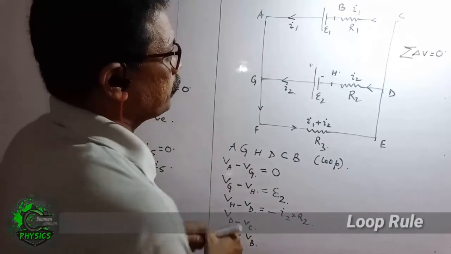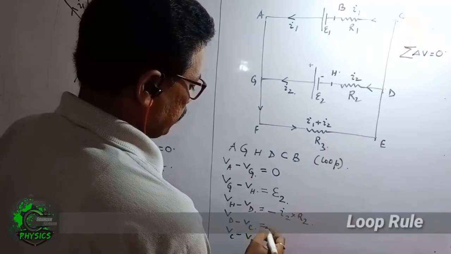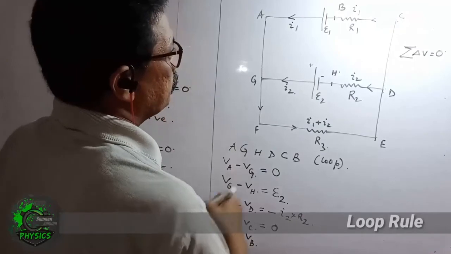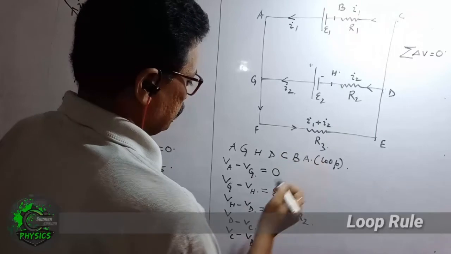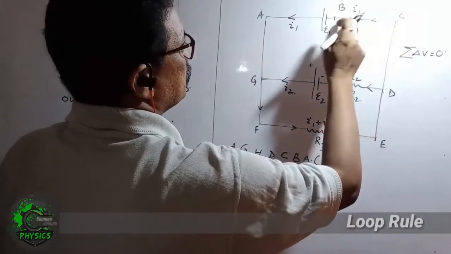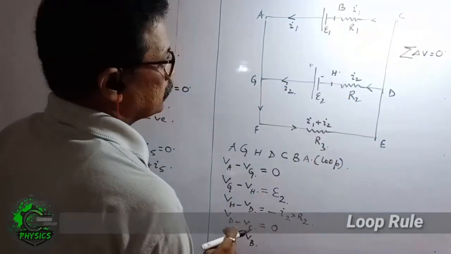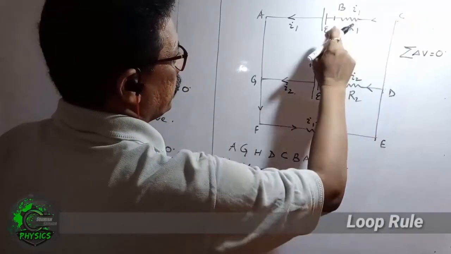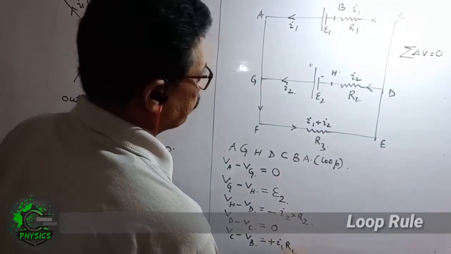Next is VD minus VC. Again, between D and C there is no resistance, so VD minus VC is 0. Last is VC minus VB. So what is VC minus VB? Current is flowing from C to B, so C is at higher potential, B is at lower potential. So VC minus VB is bigger minus smaller, so it is positive, and it is I1 R1.